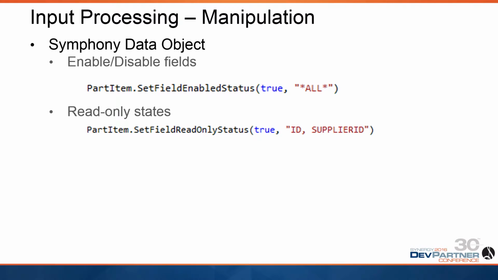So we can still handle that style of processing using these data objects. Set field enable state and set field read-only state. They'll accept a field or a comma-separated list of fields, or they'll accept the star all star syntax. Just like I enable set, I disable set, I display, and all that kind of stuff. It sort of follows that sort of pattern.